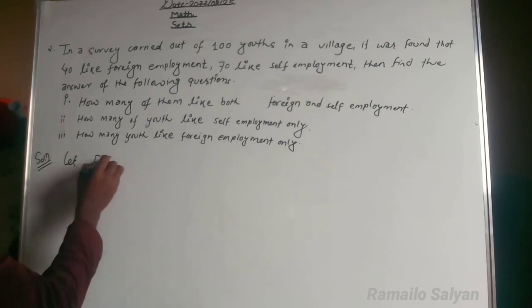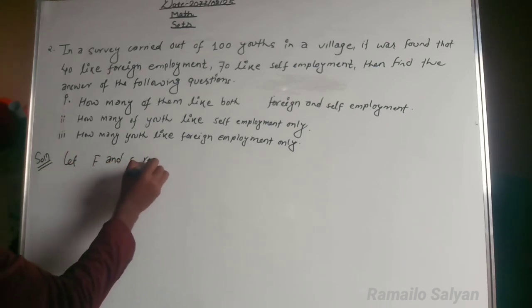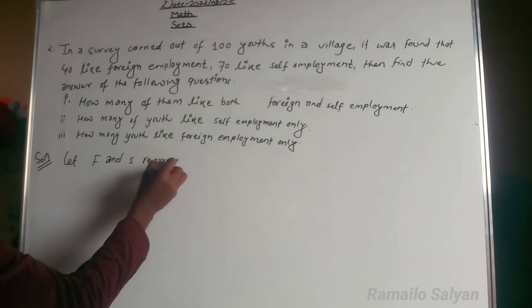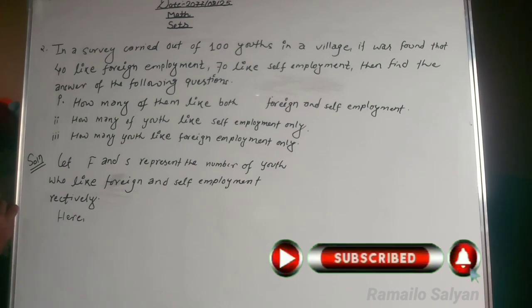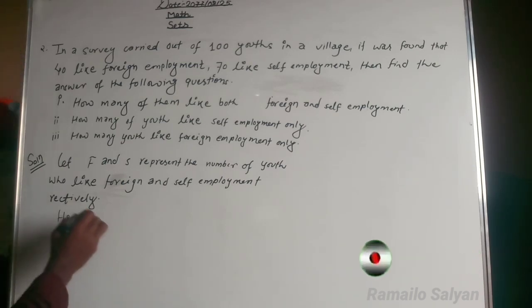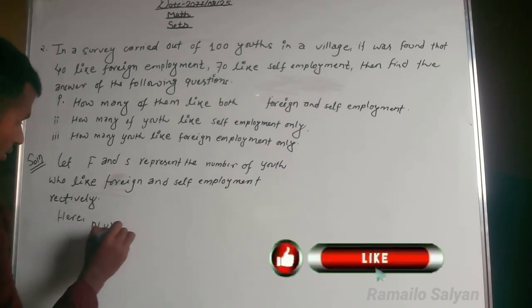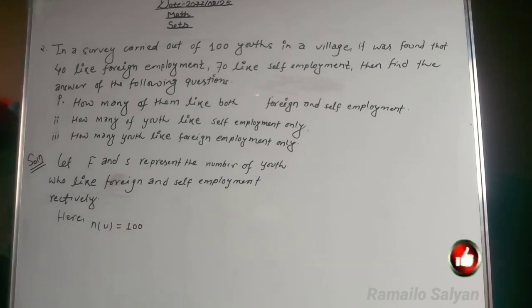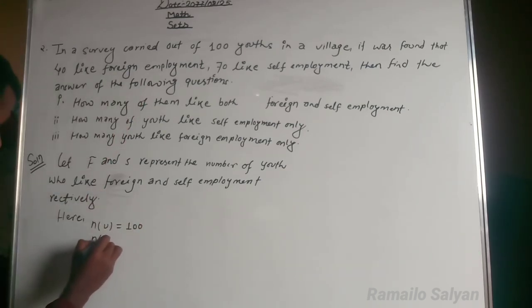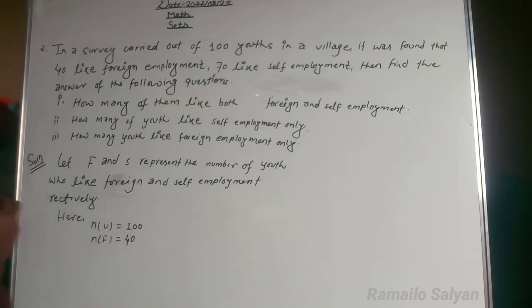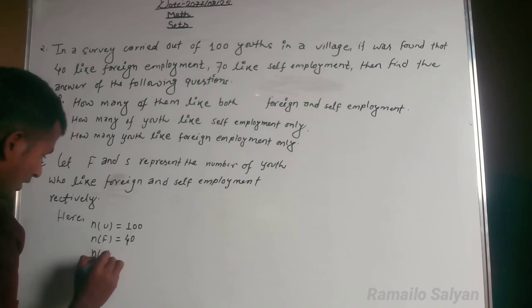Let F and S represent these. Survey carried out of 100 youth means number of youth is 100. 40 like foreign employment, number of F is 40. 70 like self-employment, number of S is 70.